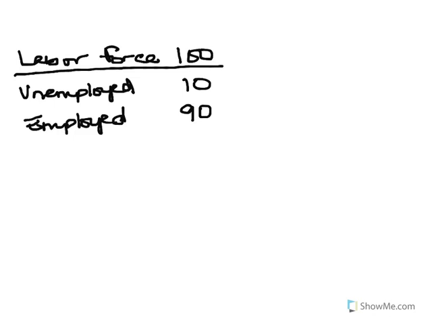So let's say, for example, that we start out with a labor force of 100, and of those 100 people, 10% are unemployed and 90 actually have jobs. So we can easily calculate the unemployment rate simply by taking the number of unemployed, dividing it by the size of the labor force, and seeing that we have a 10% unemployment rate.